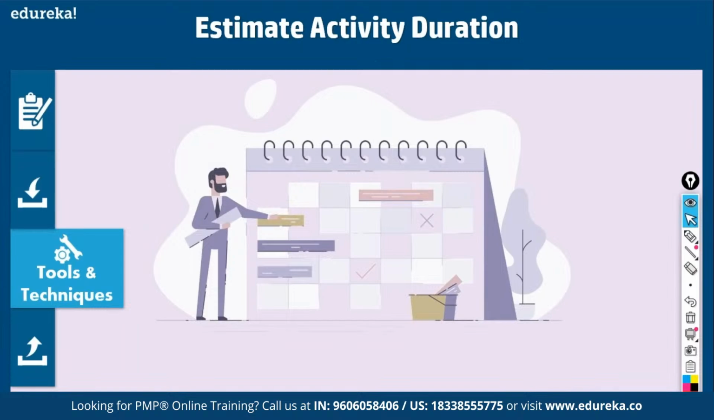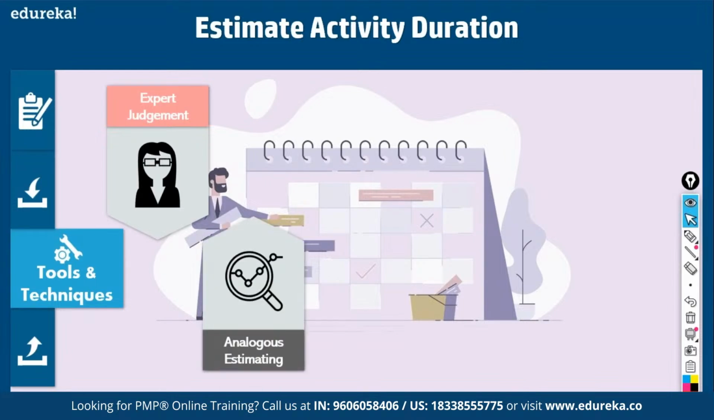Tools and techniques will be expert judgment. It is a common tool and technique. Likewise, analogous estimating. When you start a project, you'll have analogous estimating. What is analogous? You take an earlier project as an example, and based on that you come up with an estimate. Then as you start planning for the project, you go for parametric estimating, a bit more detailed. You've completed one phase and you're going from one phase to the next phase.